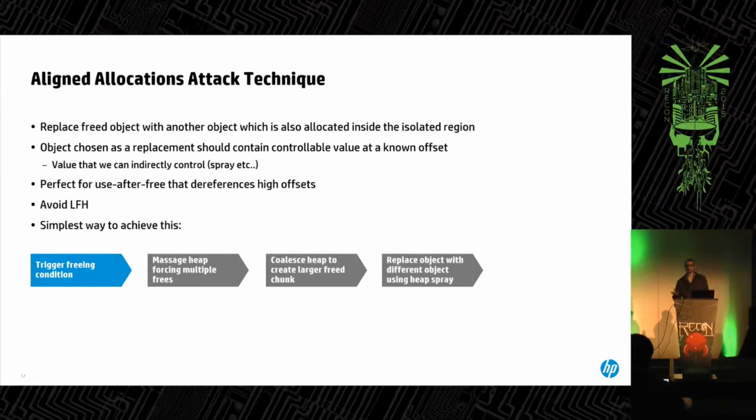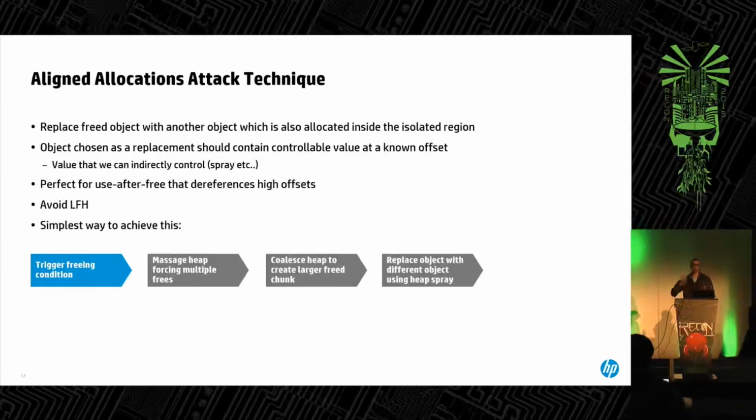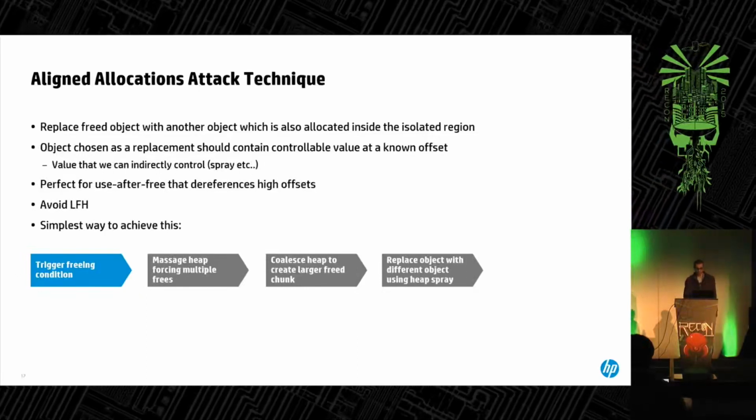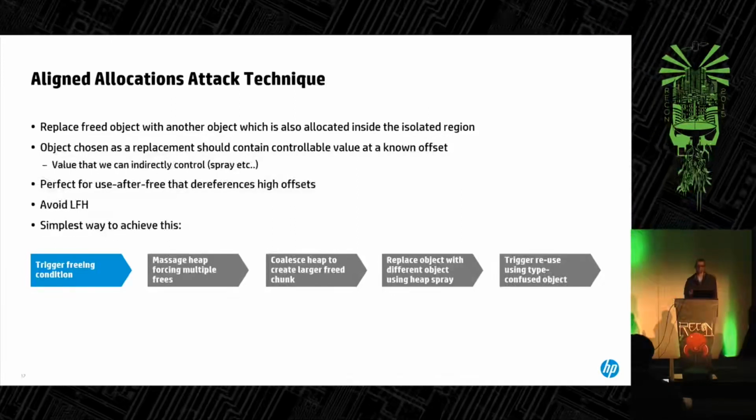Then we have to spray certain objects or replace that specific object with whatever object we want. We can do it with a bigger object, we can do it with a smaller object, it doesn't matter. It depends on whatever scenario we have. And finally, it's going to be reusing, or triggering the reuse.